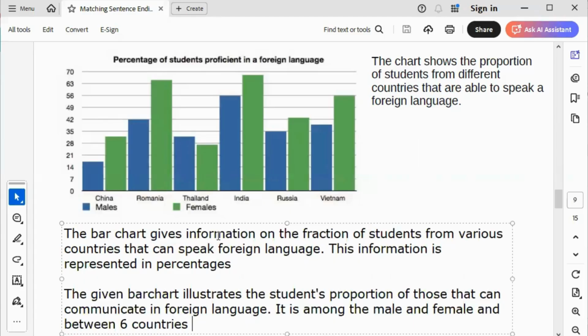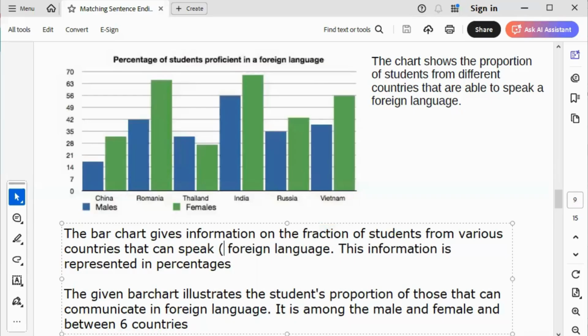The bar chart gives information on the fraction of students. Very good. Fraction. Instead of writing percentages, you can write fraction. There are three paraphrases for percentages: either you say percentages or percentage, or you say fraction, or you say proportion. Those are the three that you can use. Don't use amount. Don't use number. Anytime you see that the figure percentage is on the chart, just use fraction, proportion, or percentage. Okay?